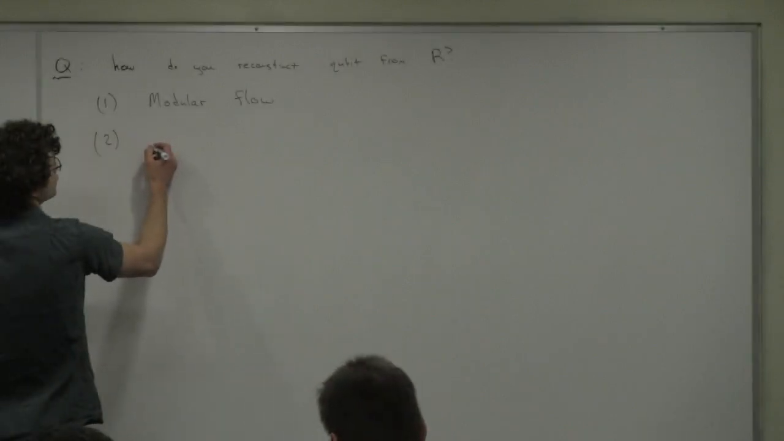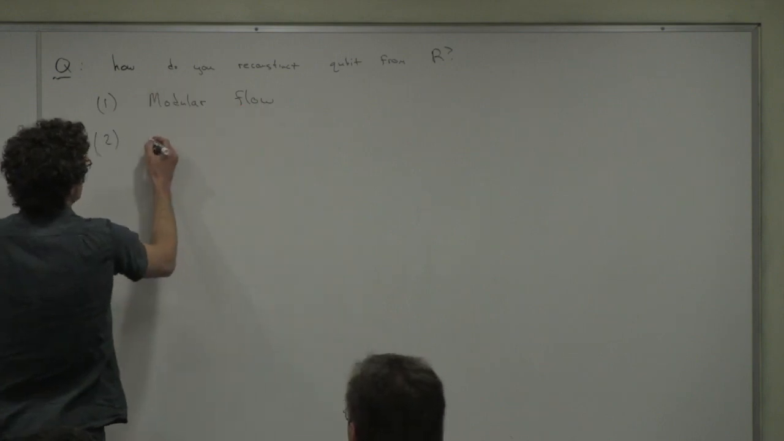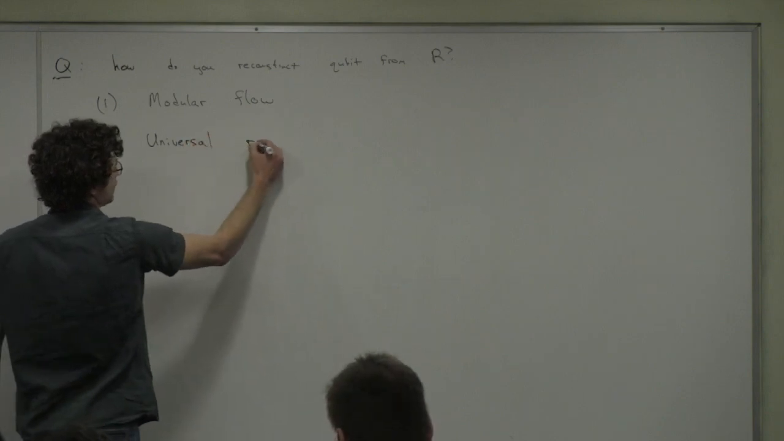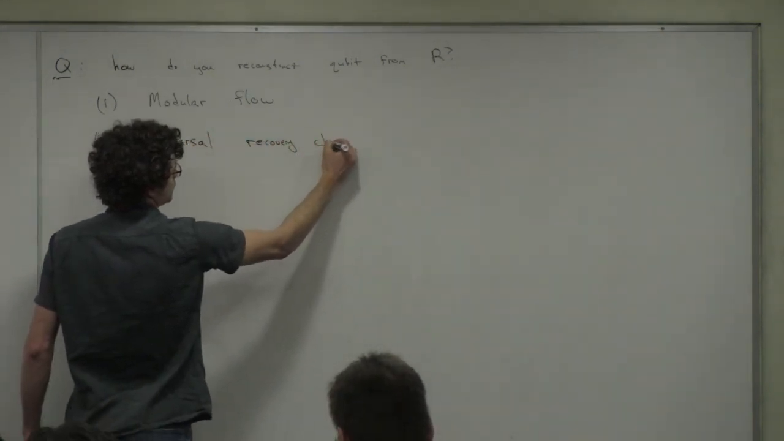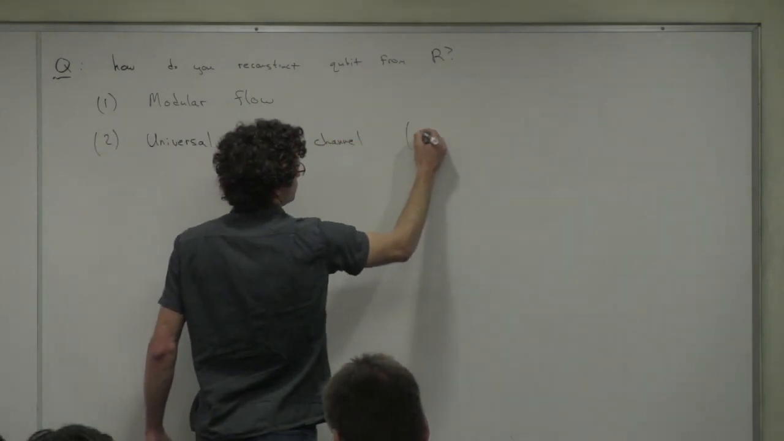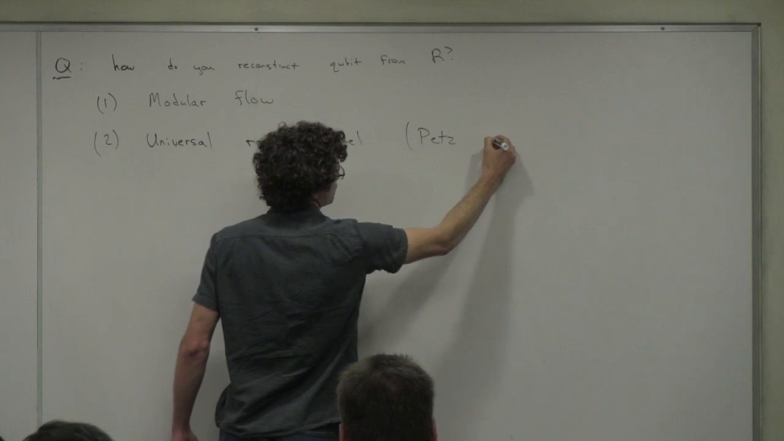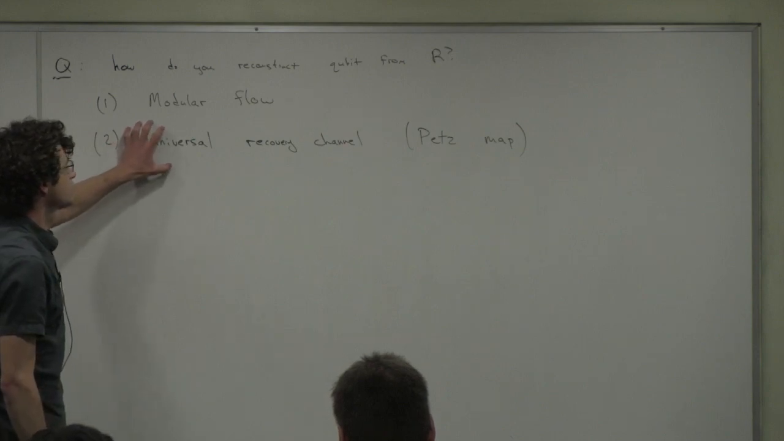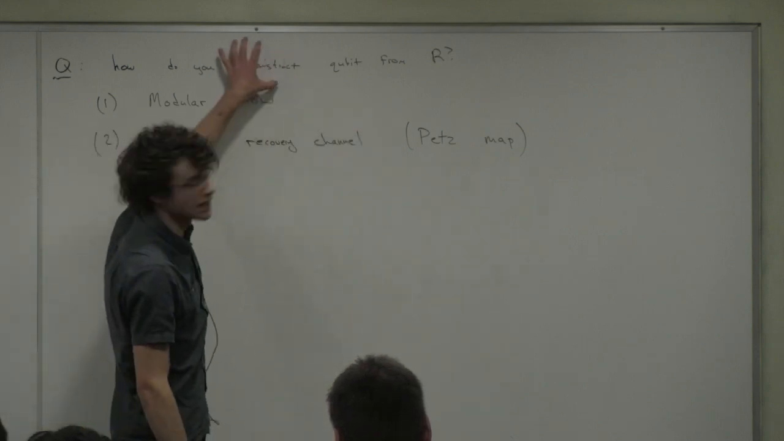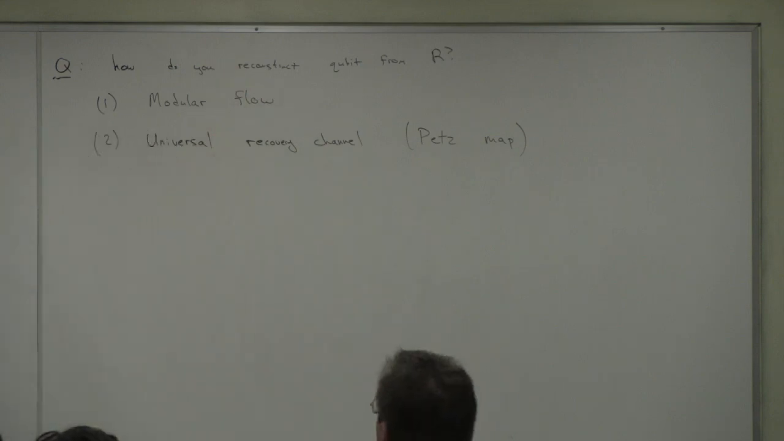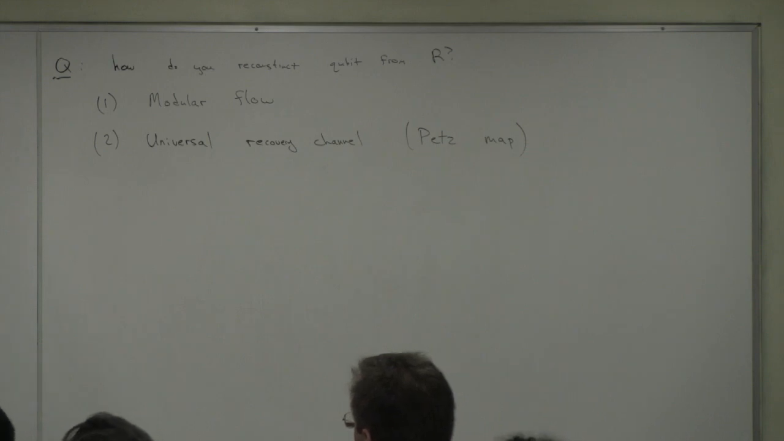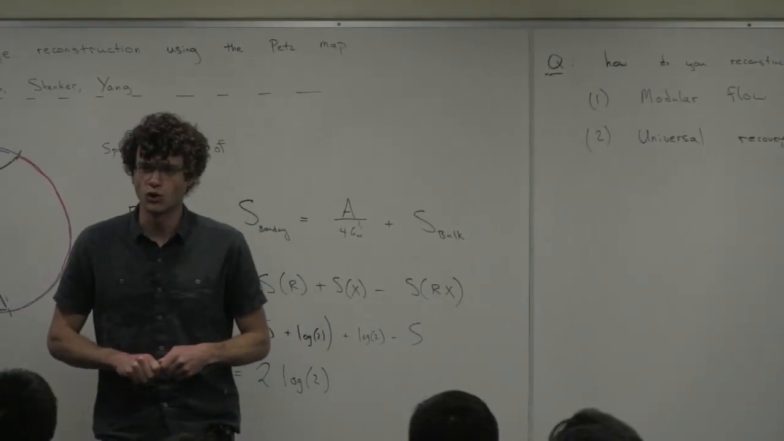Another strategy for doing this has been to use something called a universal recovery channel, and the example of that we're going to use is the Petz map. And this is essentially a general purpose quantum information tool for doing this type of task. Okay. And the suggestion of using this Petz map in this context was made in a paper by Cotler, Hayden, Penington, Salton, Swingle, and Walter.